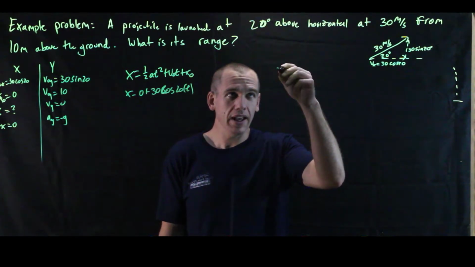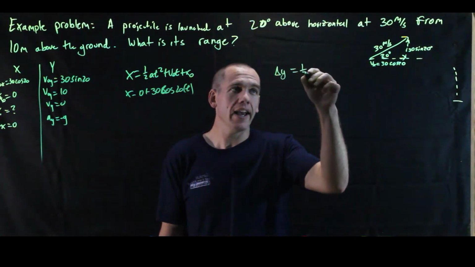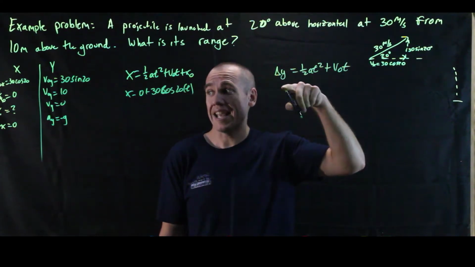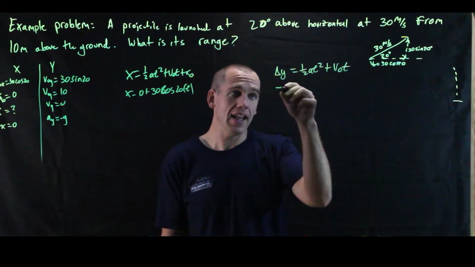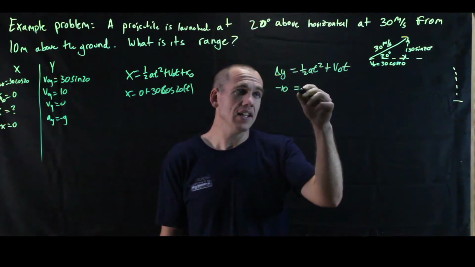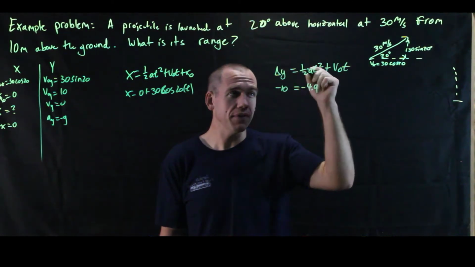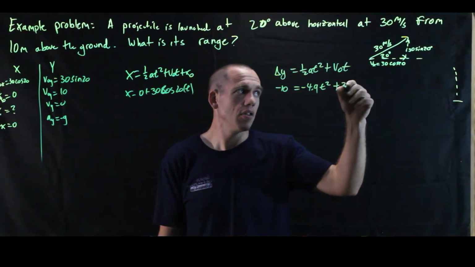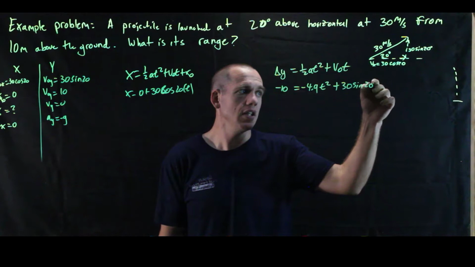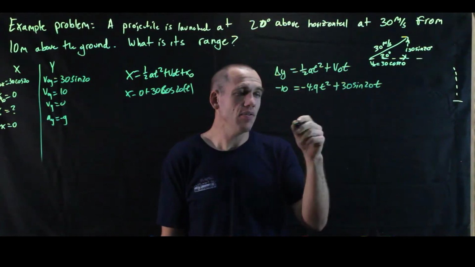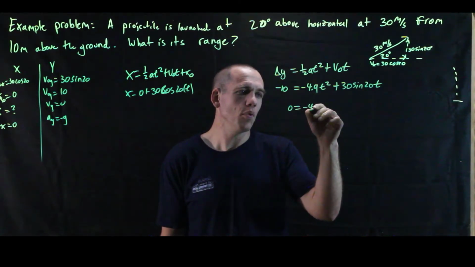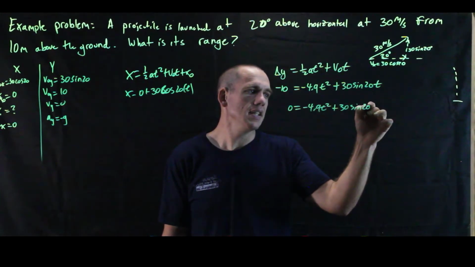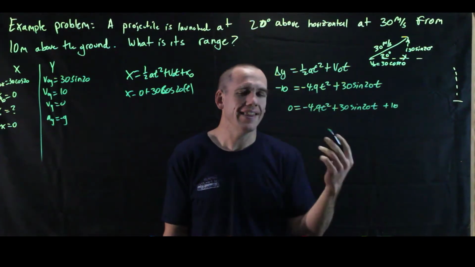So y, actually I'm going to go with delta y, equals 1/2 a t squared plus v naught t. Well, delta y is negative 10, right? Because it started 10 meters up and ends at the ground. So negative 10 equals negative 4.9, that's half of negative 9.8, t squared plus 30 sine 20 t. I can add over that 10 and I get 0 equals negative 4.9 t squared plus 30 sine 20 t plus 10, and that's the quadratic.